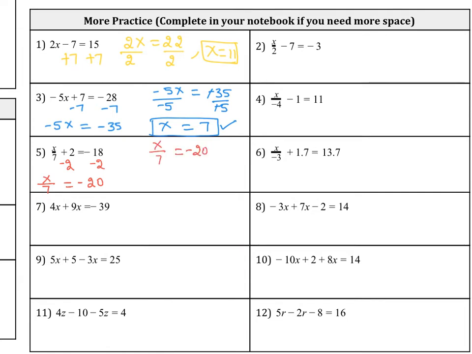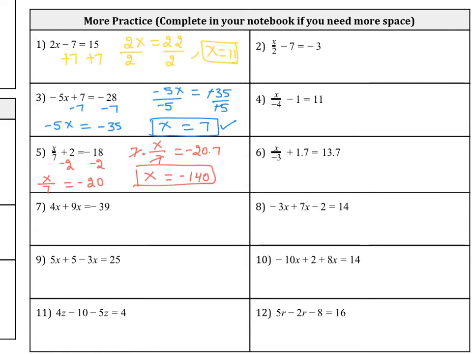So opposite operation for division is multiplication. So you're going to multiply the 7 on both sides. This 7 and this 7 will cancel each other, and you're going to get x equals negative 20 times 7. So negative 20 times 7 would be 140 with negative sign, and that's your answer.